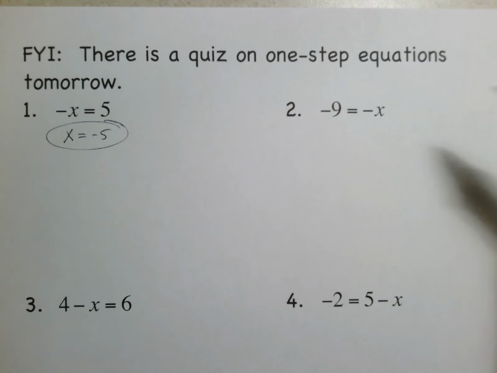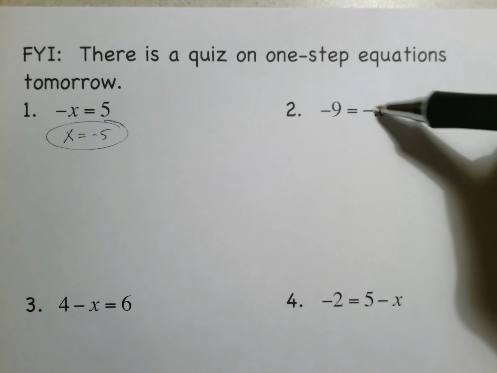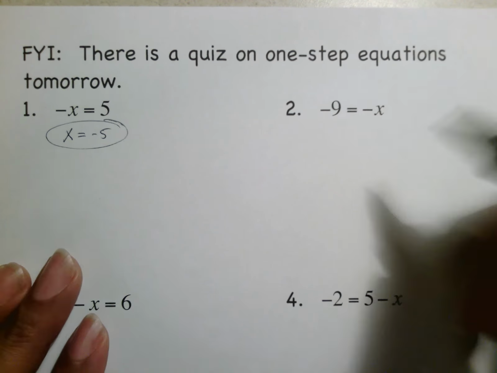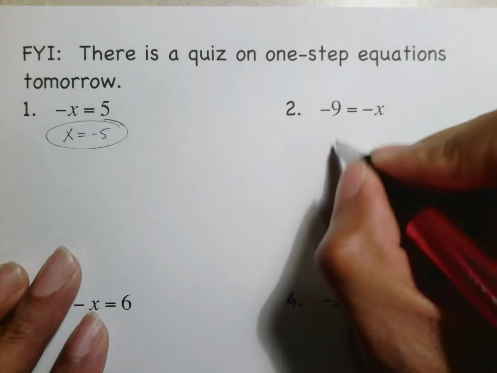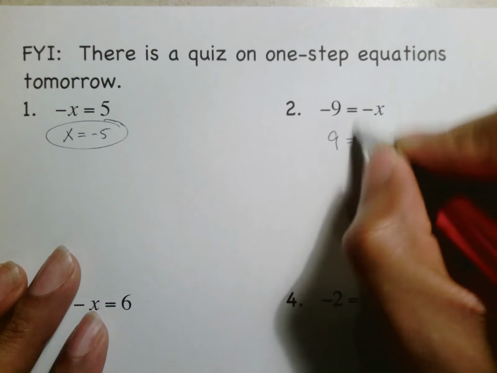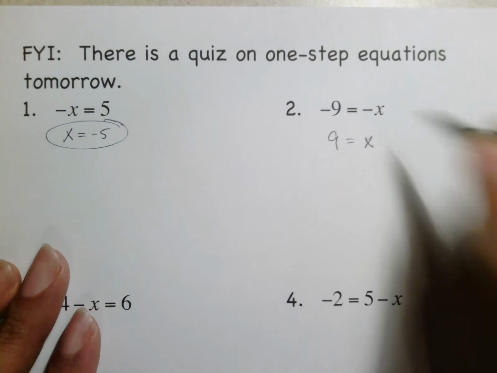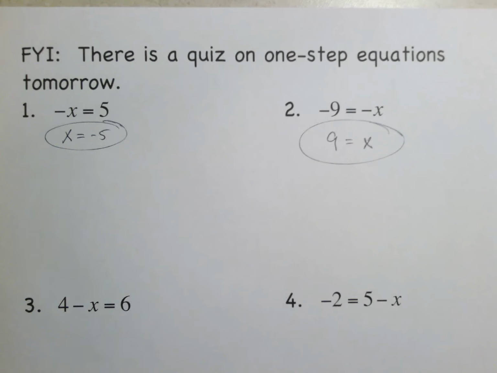Looking at number 2, same situation. Here's my x, but it's negative. I don't want it negative, so I will switch signs, which means that 9 should become positive. That stays equal. That becomes positive. That is my answer. X is equal to 9.